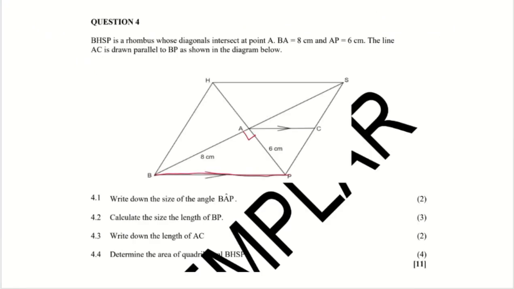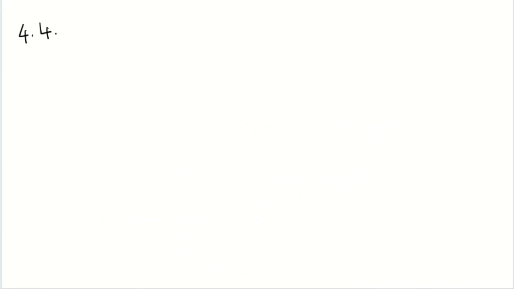Okay, now we move on to question 4.4. Question 4.4 says we should determine the area of quadrilateral BHSP. BHSP is the rhombus, right? So they're basically asking us to calculate the area of the rhombus. Now, how do we calculate the area of a rhombus? We know that the area of a rhombus is equal to half multiplied by the two diagonals, d1 times d2, right? So our area will be half times.